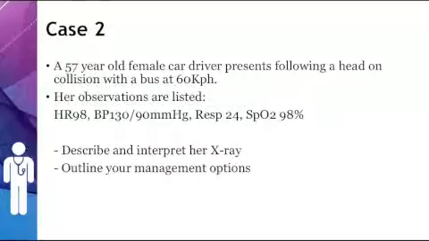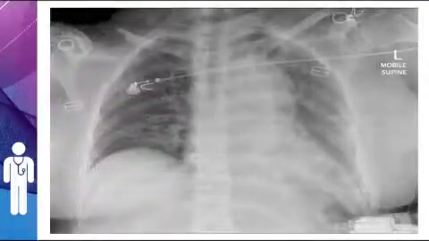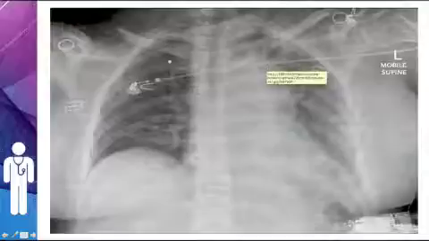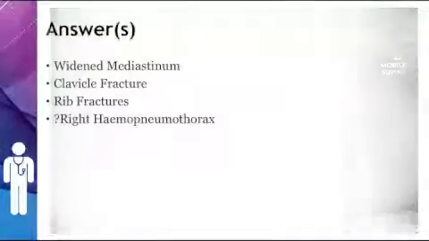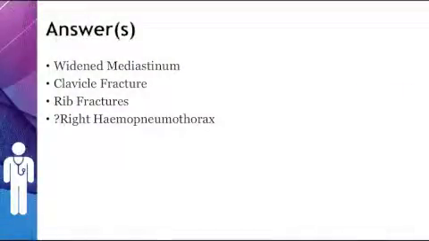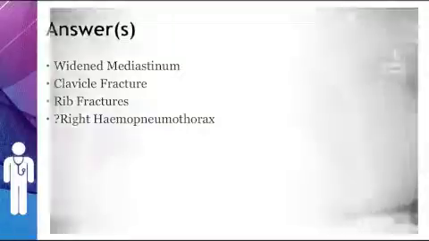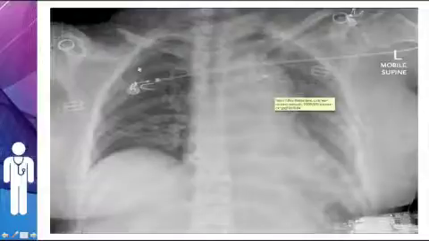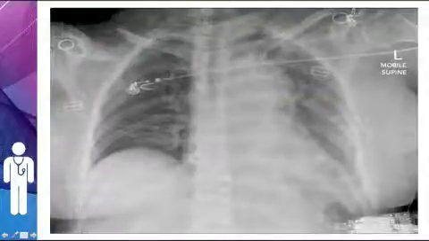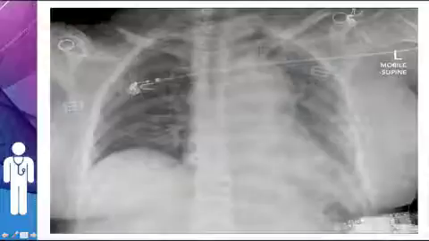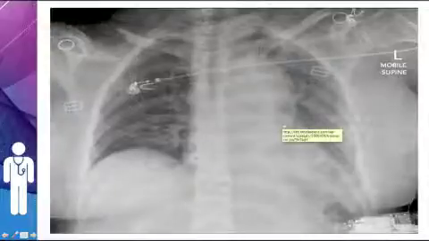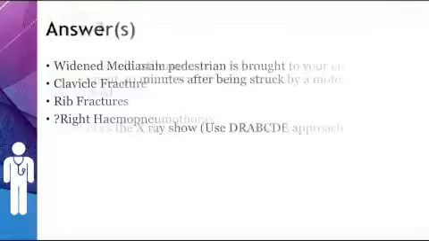Here's case 2. We've got a patient who's been in a major car crash. You need to look at the X-ray, describe it as best you can, and then outline your management options for the patient. So here's the X-ray. There's a wider mediastinum, there's a clavicle fracture, there's rib fractures, and a right pneumothorax. This side looks more white than this side, which suggests a hemothorax given the patient is supine. A mobile phone with keys on the side here is the only apparatus we can see. And there's a few rib fractures there too.